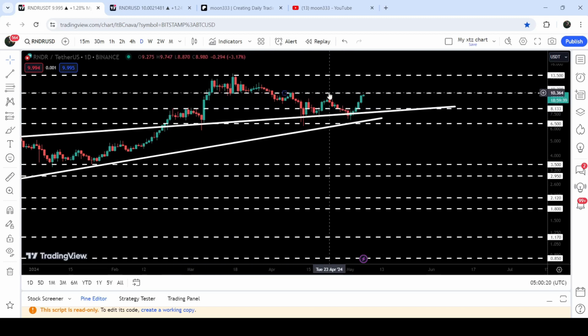And after that, we have another short-term resistance here at $10.30. That was previously breaking as a support here and resistance here. And now the price line is again trying to break it out. And in today's video, we will analyze this move.